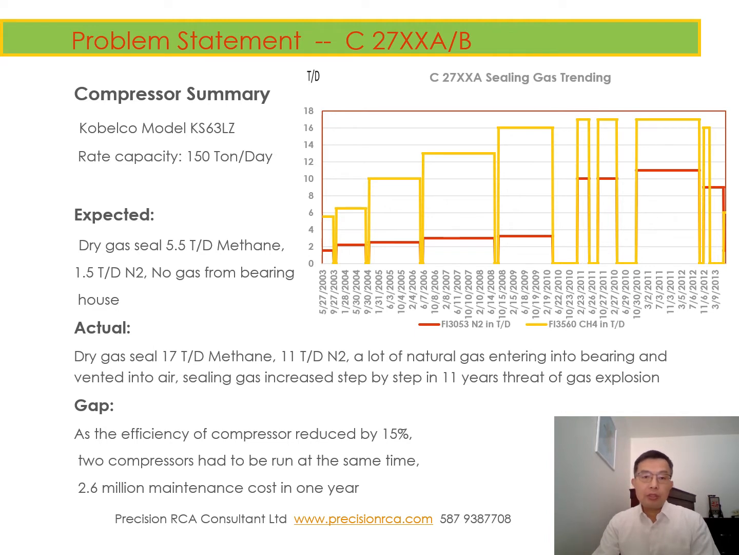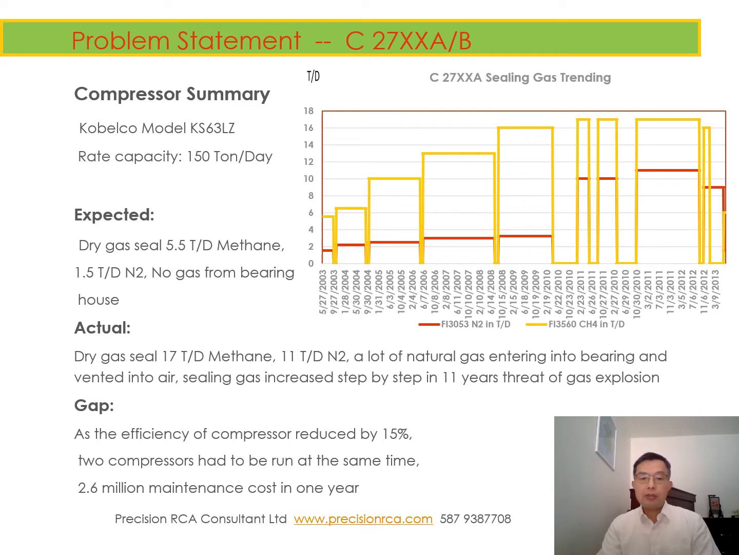This problem is focused on one of the screw compressors, as you can see from the leakage trending here. It increased dramatically from 2013, with a huge increase in seal gas, from 1.5 tons per day to 11 tons per day. So the total seal gas increased almost 4 times for these compressors. There's a big gap here. You can see the efficiency of the compressor also reduced dramatically by 15%.